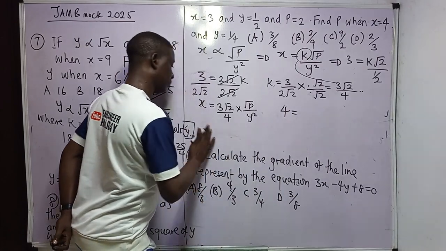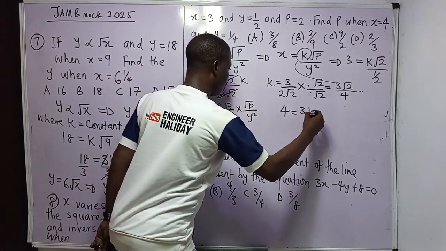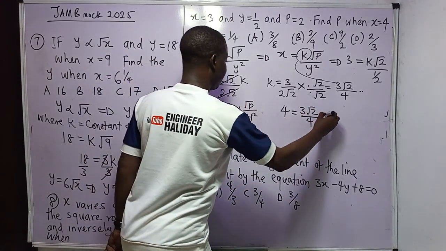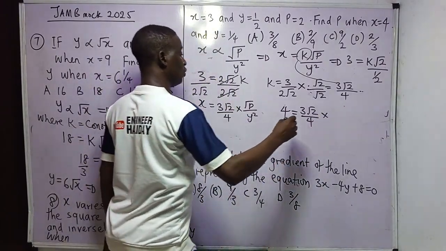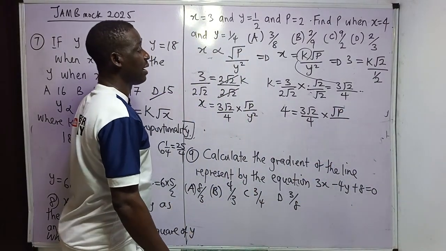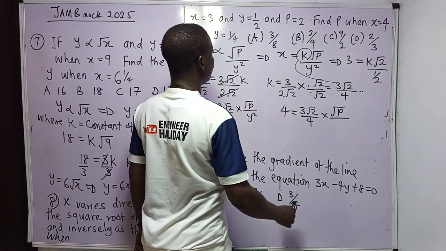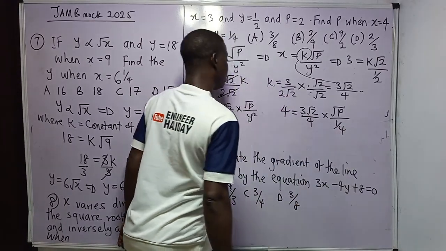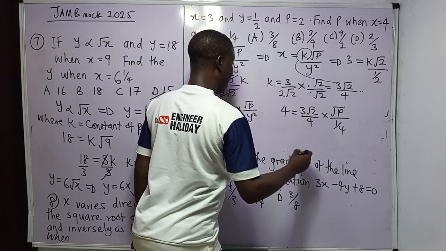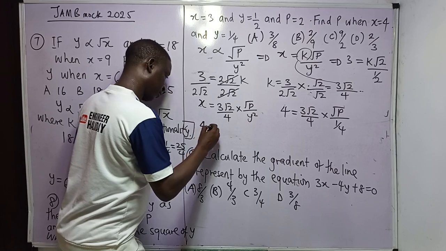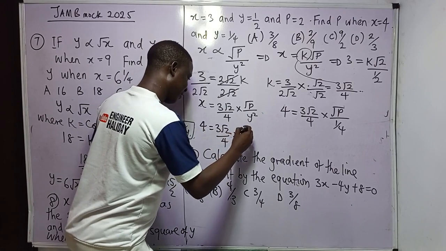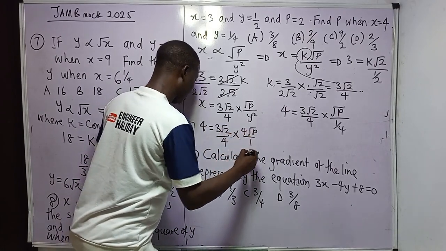Then 3 root 2 all over 4 times, what is our p? We don't know. Unknown. So what is our y now? Our y is now 1 over 4. So what I want to do now to make p, don't forget this 4 will go up. So that we now have it as 4 equal to 3 root 2 over 4 times 4 root p over 1. That's what I would have.